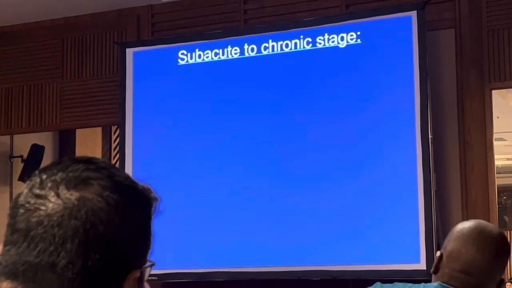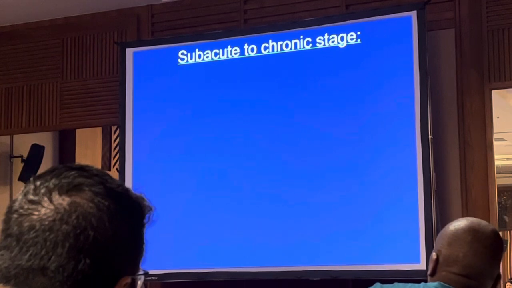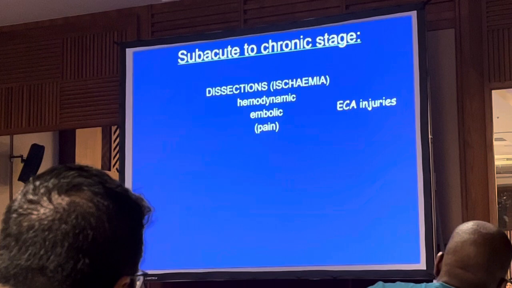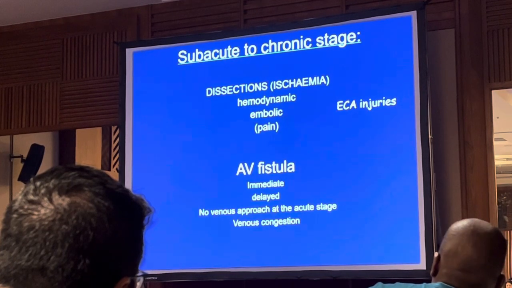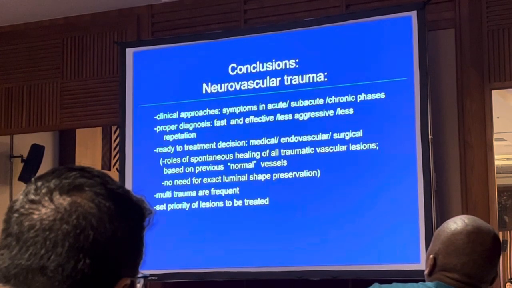So what I would say is that it is better that you have more time in the subacute to chronic stage. Now dissection will bring you to ischemia, thromboembolic, and AV fistula may present to you with venous drainage symptoms, and you have time to think.